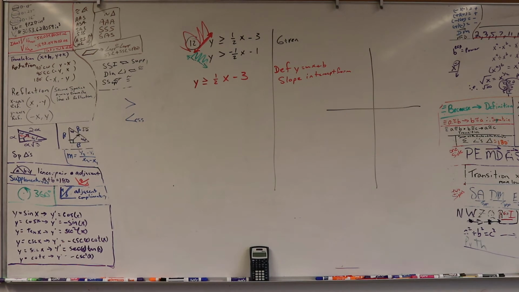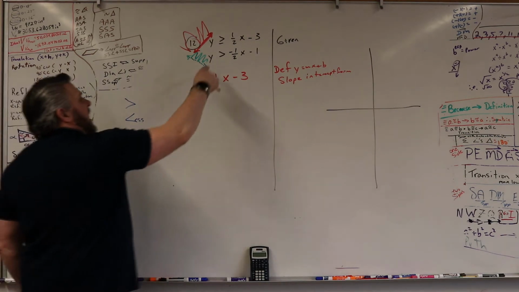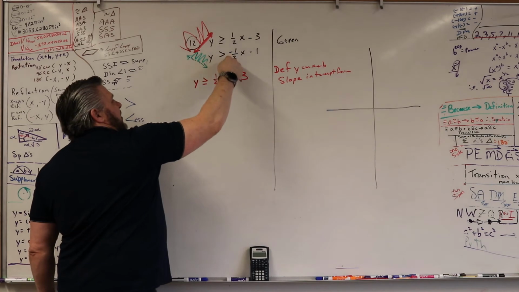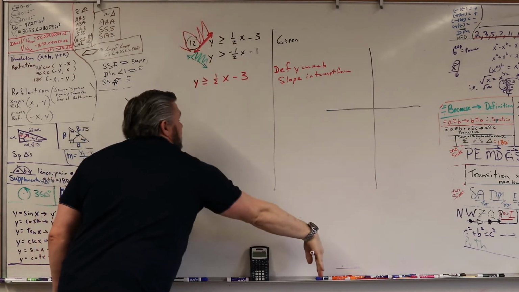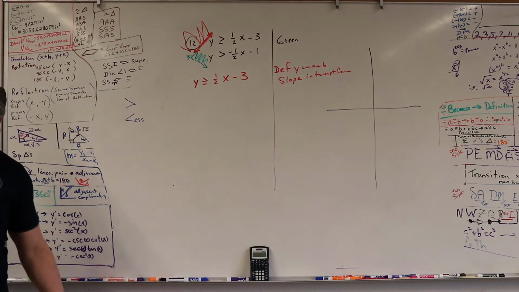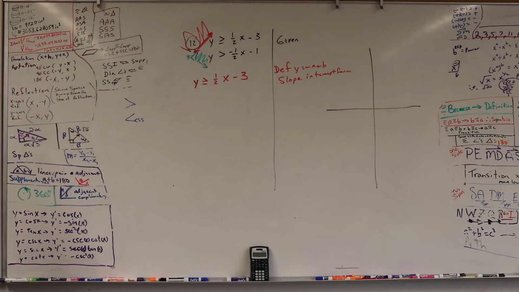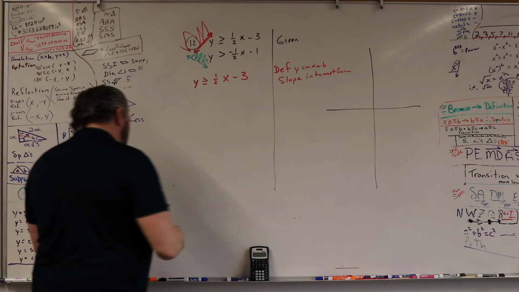Question? On the green you said down, right? Isn't that up? We shade up, but the slope is down, because the slope is negative. Good question.